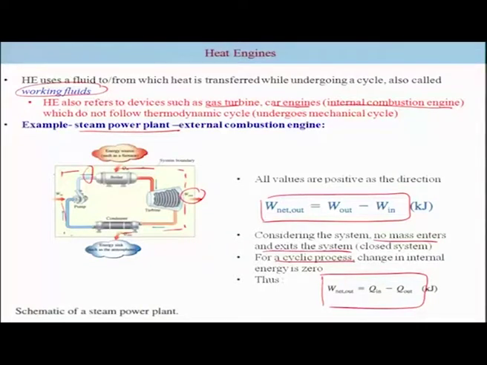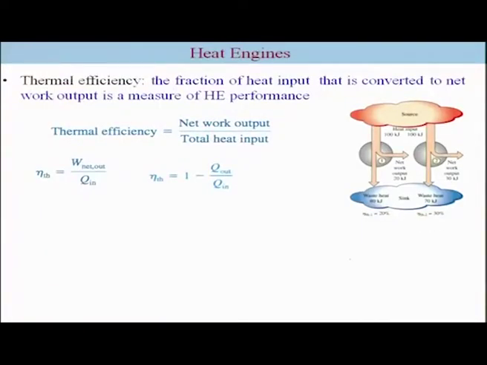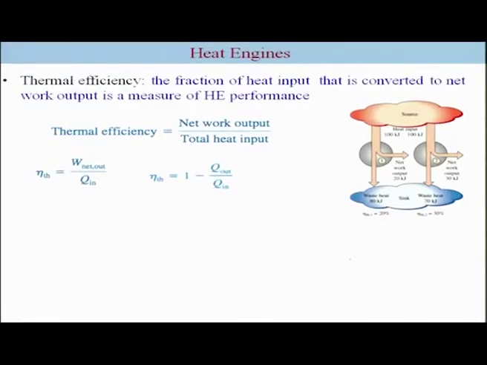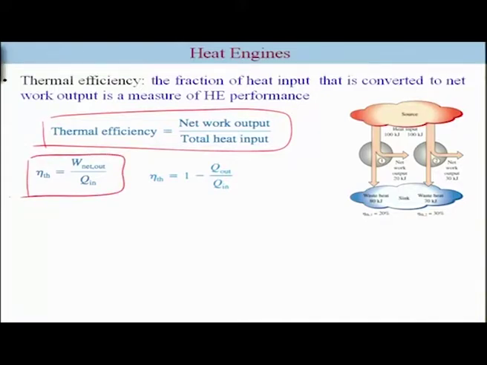How do you define the efficiency of a heat engine? As I said, not all of the heat gets converted to work. A certain amount of the Q in gets converted into work and the rest is rejected as Q out. So, we define the efficiency of the heat engine as net work out divided by total heat in. In other words, eta is W net out divided by Q in, or you can write it in this form.